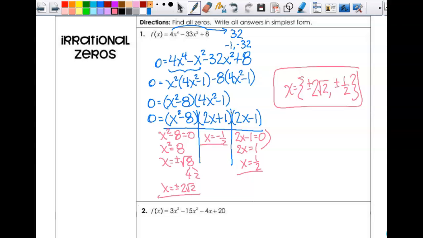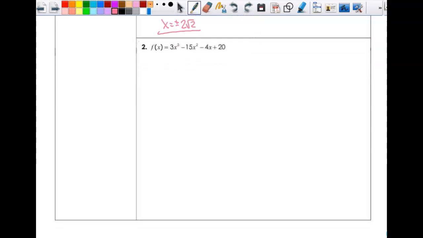What questions do you have? Okay. So really the only difference between this and the factoring and solving we've been doing is that some of them will be irrational numbers. That's pretty much it, okay? So y'all do number 2. I want you to wow me with your factoring skills. I want you to factor that, find all the zeros you can find, and then I'll make sure that we can finish it up correctly.